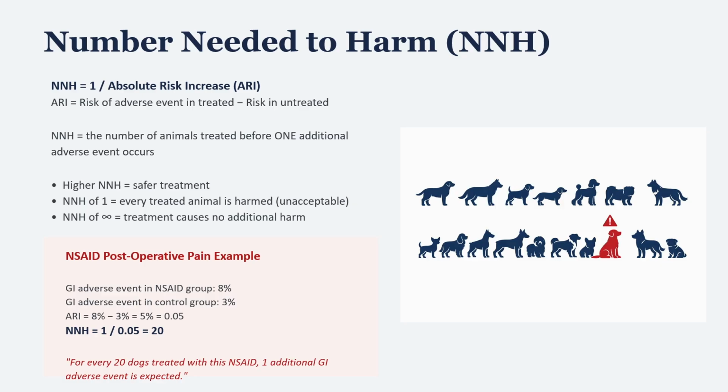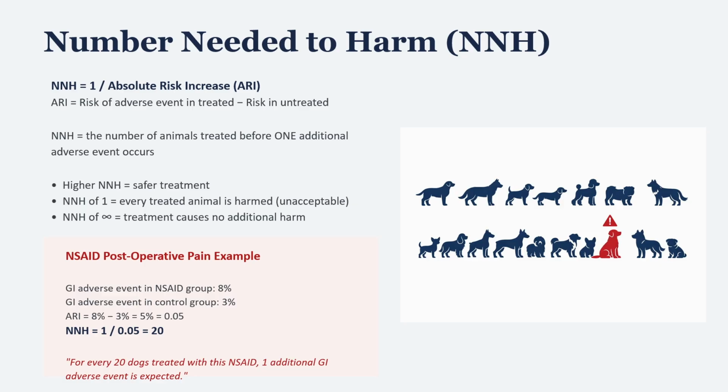Interpretation: for every 20 dogs treated with this NSAID, 1 additional GI adverse event is expected compared to not treating. Higher NNH is better. It means you have to treat more animals before one is harmed. An NNH of 20 is something you can work with. GI side effects are real but manageable. An NNH of 2 would be alarming. The key clinical use of NNH is in the benefit-harm trade-off.